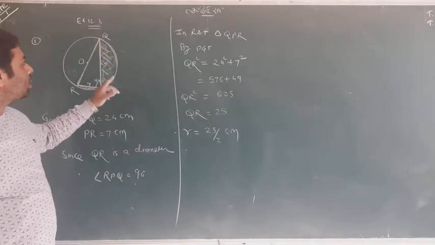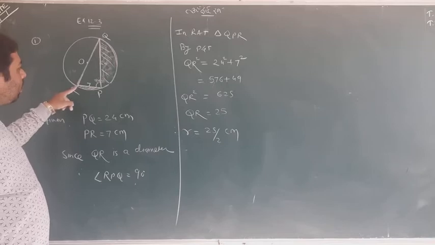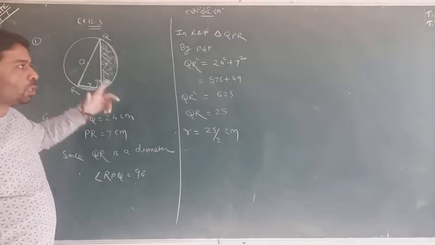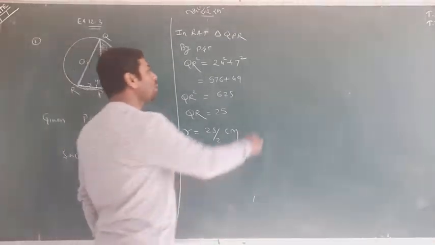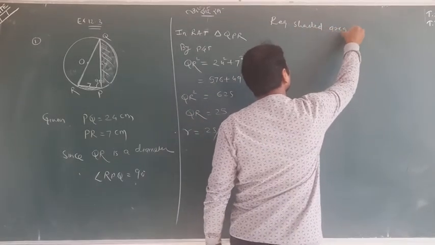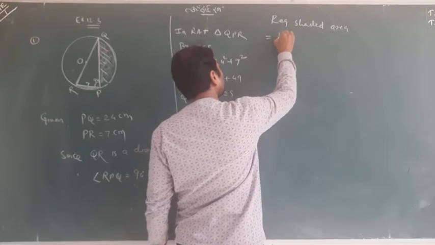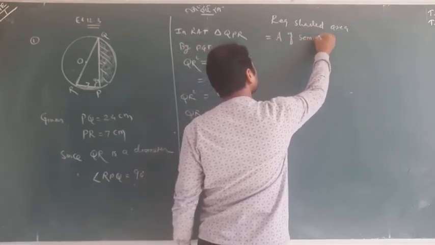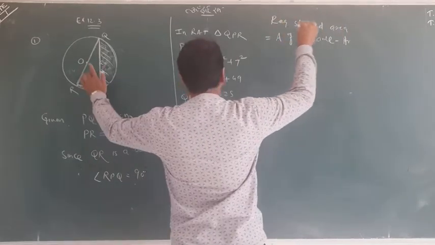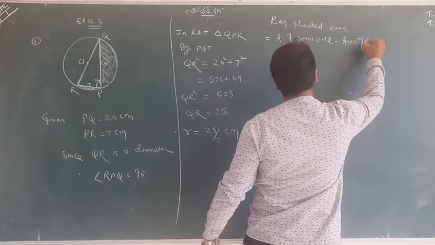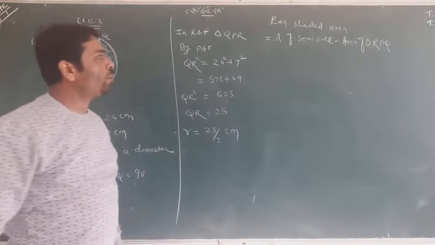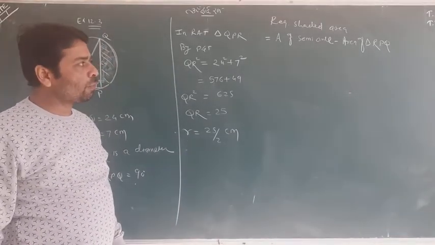Let me explain what you will do. I think one can understand easily that you first find the area of the semicircle and then subtract from this the area of the right angle triangle. So this will be your shaded region. So the required shaded area is equal to the area of the semicircle minus the area of triangle RPQ.